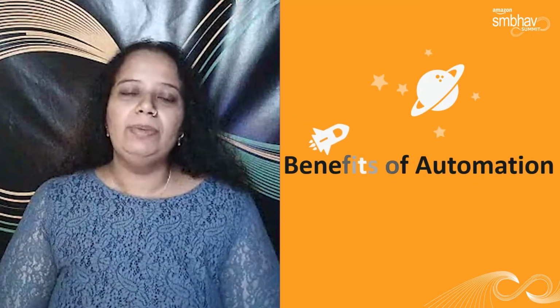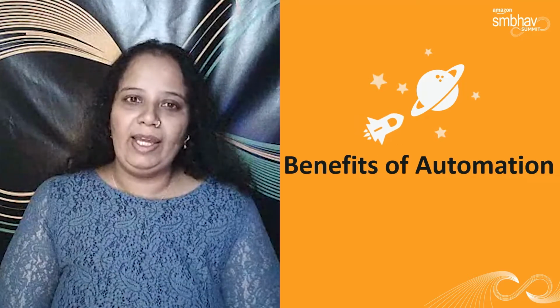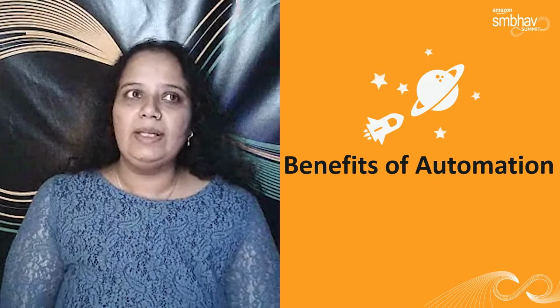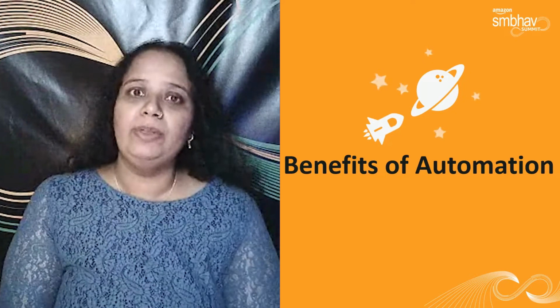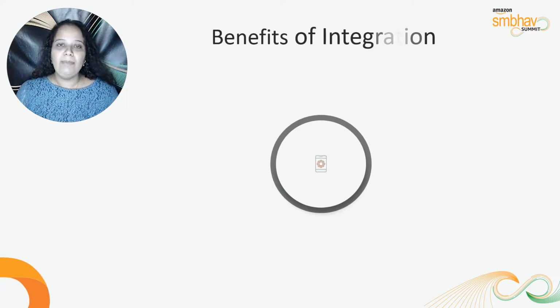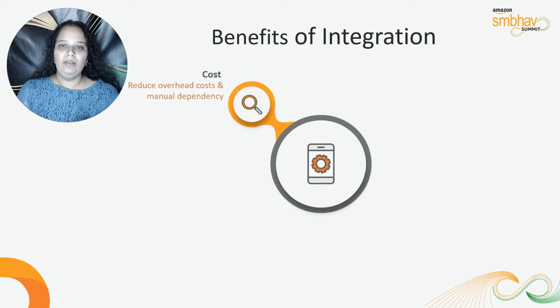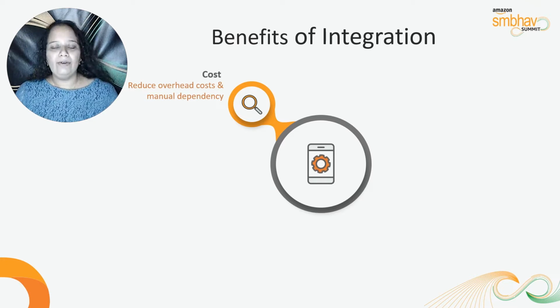Benefits of automation. We've been talking about using APIs, but why would one use APIs and how can you benefit from them? What are some of the things that other sellers who've been using APIs have shared with us? You can reduce overhead costs and manual dependency. What does this mean? What are the benefits of integrating using APIs and automating? You help reduce cost and manual dependency. What does this mean for you? You don't have to manually sit, upload all the files, or look for reports and download them manually.